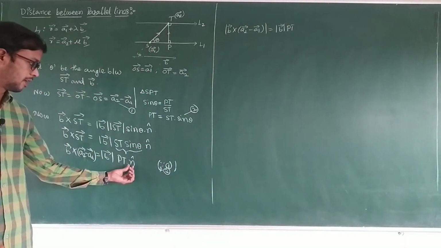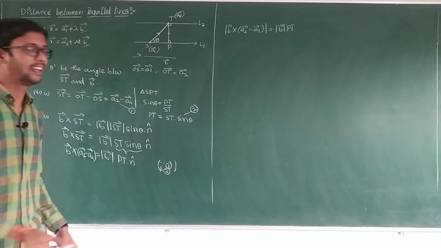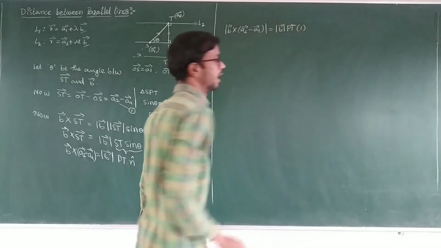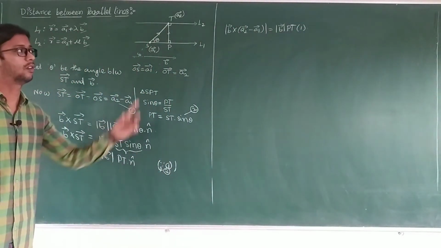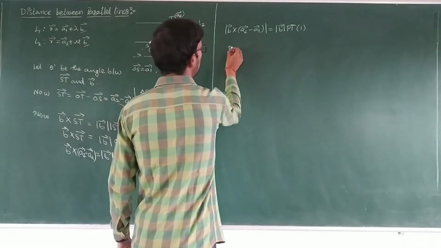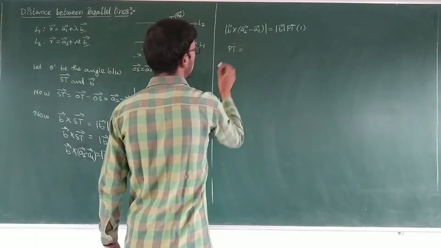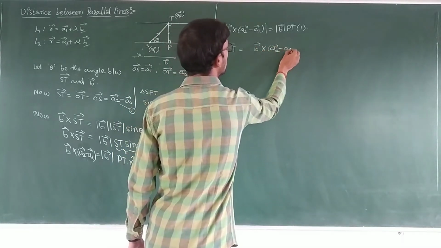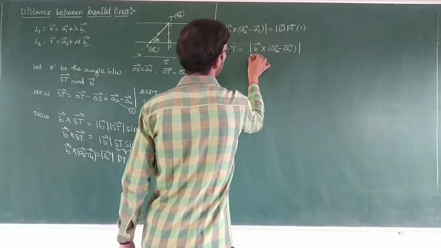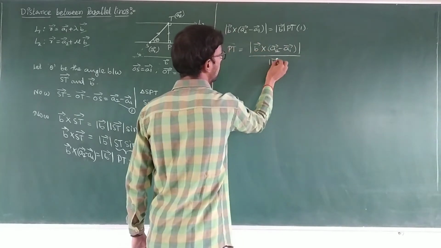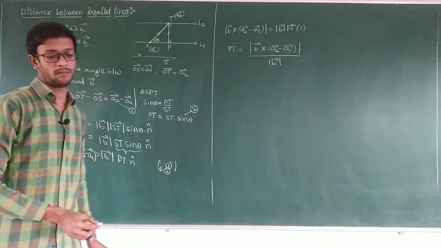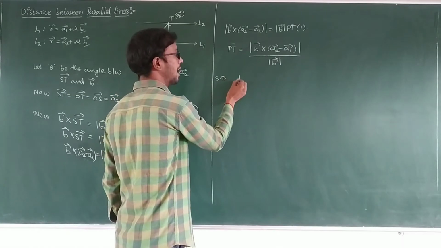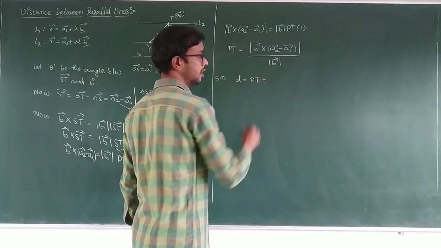Magnitude of n cap is 1. n cap is a unit vector, so you will get 1. So PT is equal to B bar cross (A2 bar minus A1 bar) divided by magnitude of B bar. So the shortest distance between the two parallel lines is equal to PT.